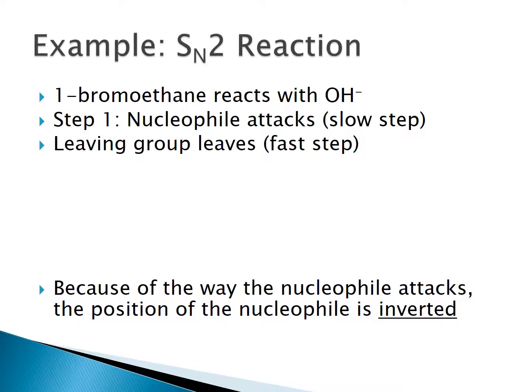Okay, and it's also important to note sometimes this might say that it reacts with potassium hydroxide or sodium hydroxide. The potassium there would just be a spectator ion. It's not important. Okay, so we're going to draw 1-bromoethane. And I'm going to draw it where the second carbon is actually condensed.